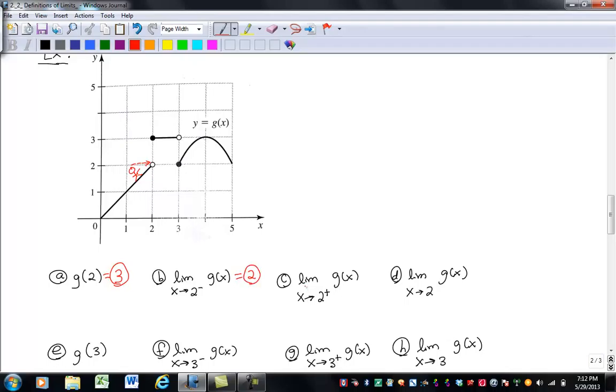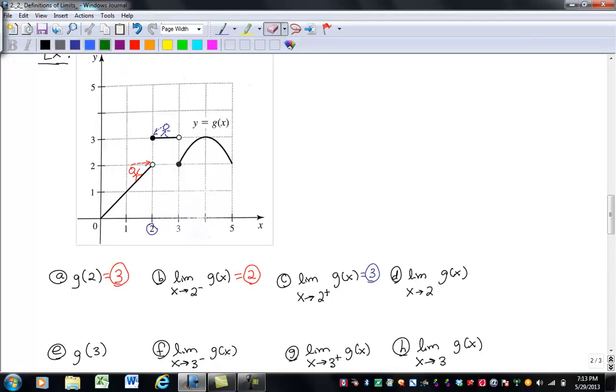Part C says, find the limit of g of x as x approaches 2 from the right. So I'm going to have to draw a stick figure to the right of 2 on the graph. So here's x equals 2. I need to draw a stick figure just a little bit to the right, but on the graph. So that blue stick figure goes up here. And if the blue figure looks over at x equals 2, what he sees is y equals 3, is where it looks like he'll end up. So the limit as I approach 2 from the right is 3.